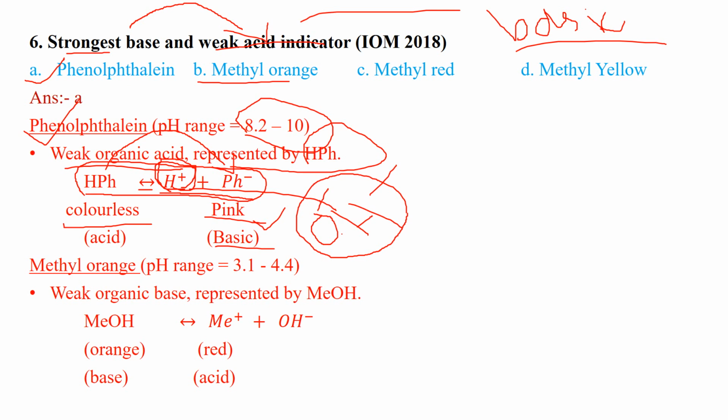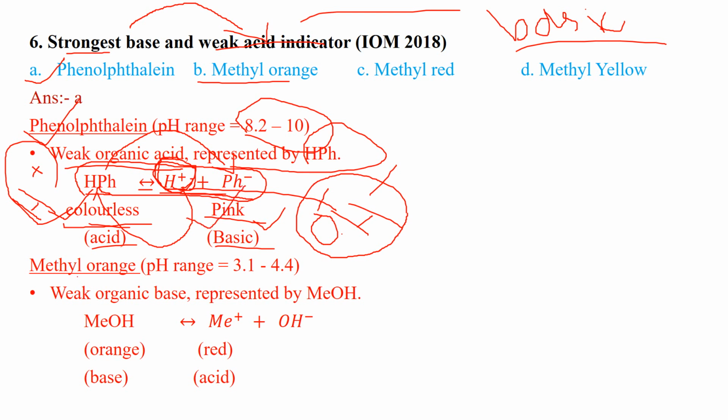In case of acidic medium, H+ will be present, right? What happens in acidic medium? H+ is present, and this H+ is common to the H+ in the equilibrium, so the concentration of the ion on the right-hand side will go on increasing. Due to that, the direction of the equilibrium will be from right to left, so the solution will be colorless in acidic medium. So in acidic medium, the color of phenolphthalein will be colorless, and in basic medium, the color will be pink.